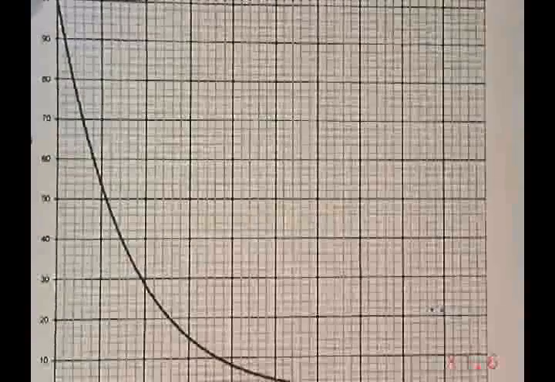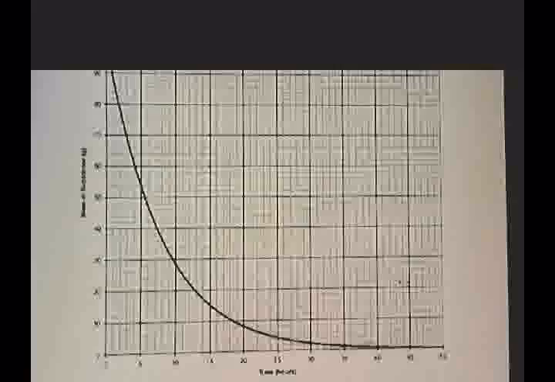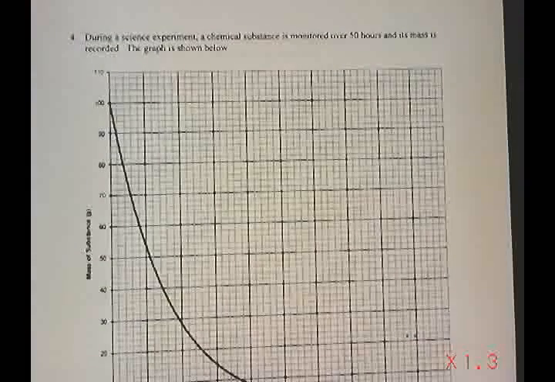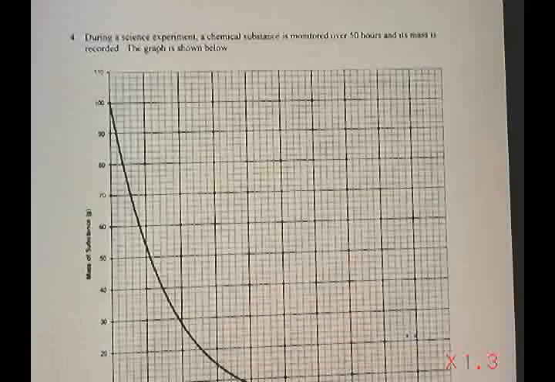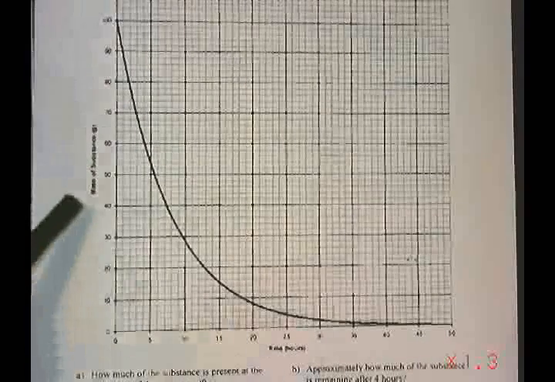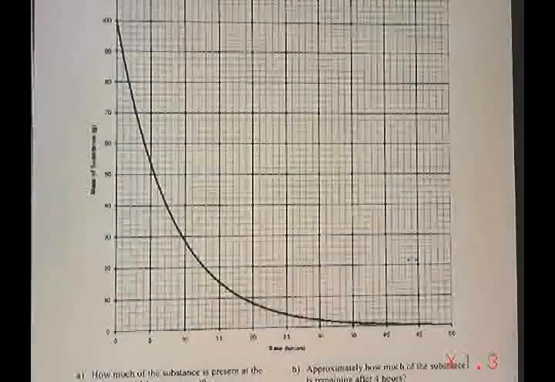Now there is one more page to our lesson here, and it's an application problem. The question says, during a science experiment, a chemical substance is monitored over 50 hours and its mass is recorded. The graph is shown below. So on the graph, very small and hard to see, but it says time in hours on the bottom and mass of the substance in grams on the side.